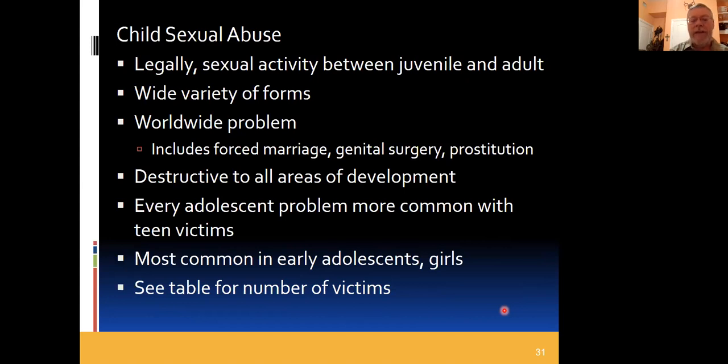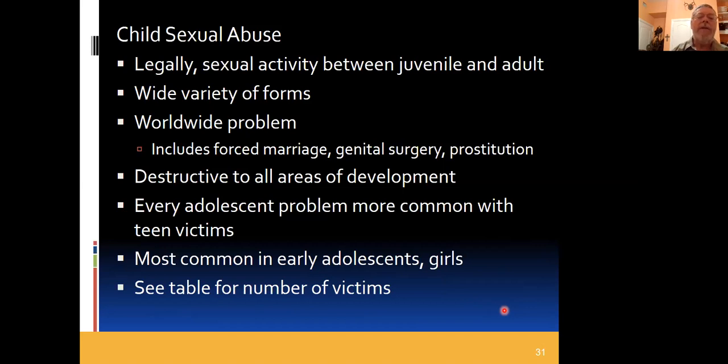So now we get to a topic that's not very fun, but that we need to talk about, and that's child sexual abuse. Legally speaking, that would be any sexual activity between a juvenile and an adult. This could take a wide variety of forms. Now, we think of child sexual abuse as involving a male perpetrator, but in fact, the perpetrator may be female, may be the same sex as the person or the other sex. This is a worldwide problem when we look at it.